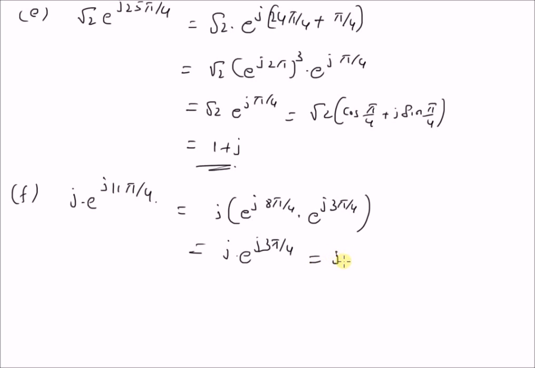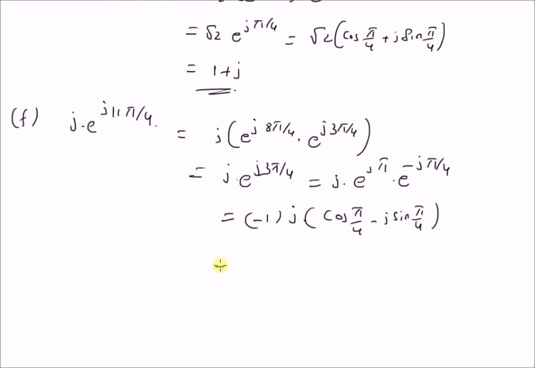And this can be written as j times e power j pi multiplied by e power minus j pi by 4. And since e power j pi is minus 1, we have minus 1 multiplied by j multiplied by cos of pi by 4 minus j times sin of pi by 4. Therefore, the result is minus j multiplied by cos pi by 4, which is 1 by square root of 2, and sin pi by 4 is also the same. So we have minus of minus is plus, but j square is minus 1, so we have minus 1 by square root of 2 minus j into 1 by square root of 2. This is the final complex form.